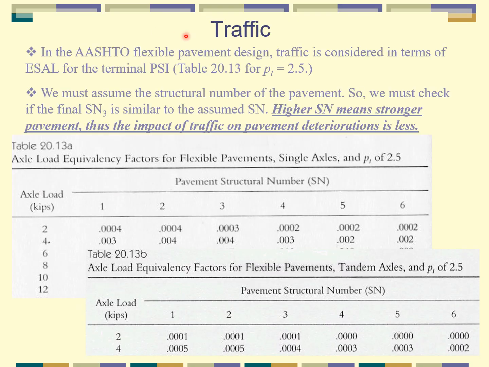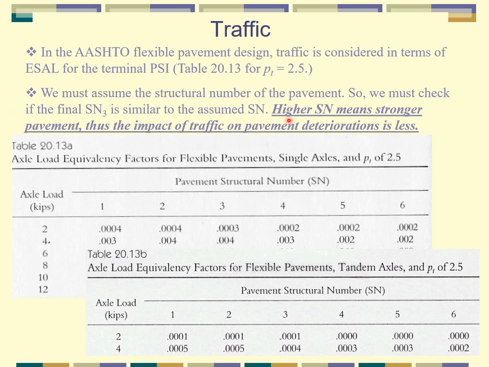Then comes the traffic. In the AASHTO flexible pavement design, traffic is considered in terms of equivalent single axle load for the terminal Present Serviceability Index. For example, you can see table 20.13 for terminal serviceability index equal to 2.5. We must assume the structural number of the pavement, so we must check if the final structural number is similar to the assumed structural number.